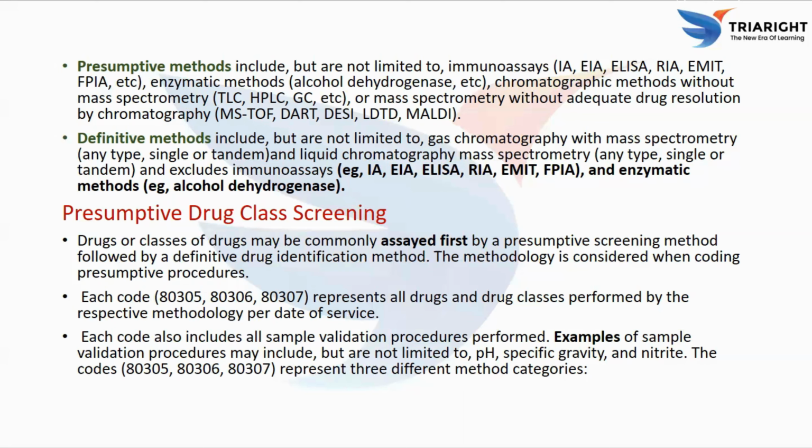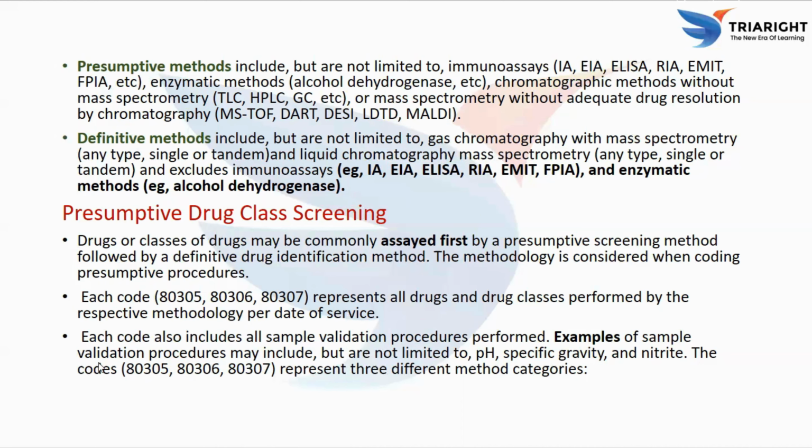So what is the important rule included here? Each code represents all the drugs and drug classes tested by that method on the date of the service. So do not code per drug. Do not count the number of panels. So what do these codes include? They include all the drugs tested, all the drug classes tested, and all the sample validation procedures such as pH, specific gravity, nitrite, creatinine, and adulterant checks. So never code the validation separately.